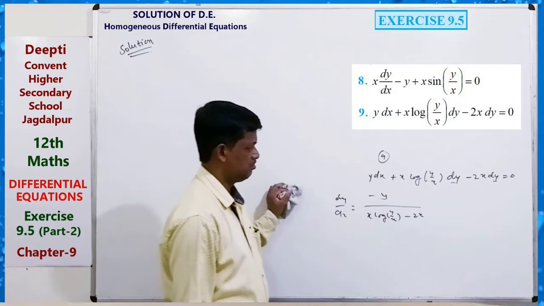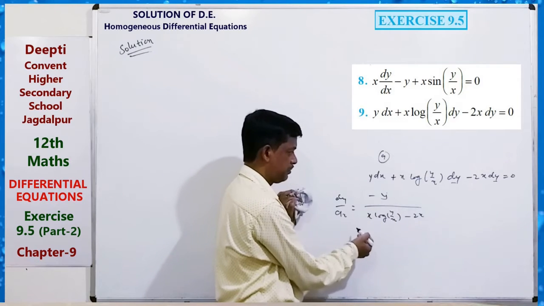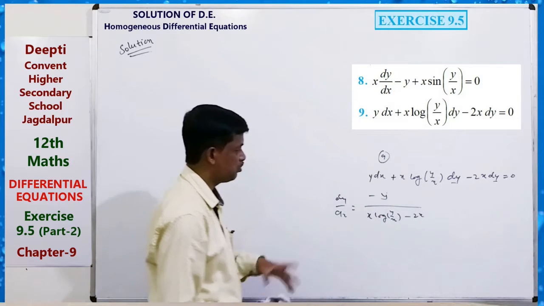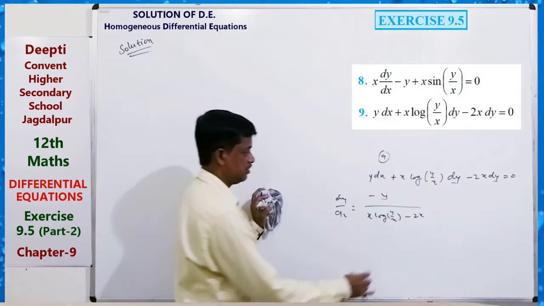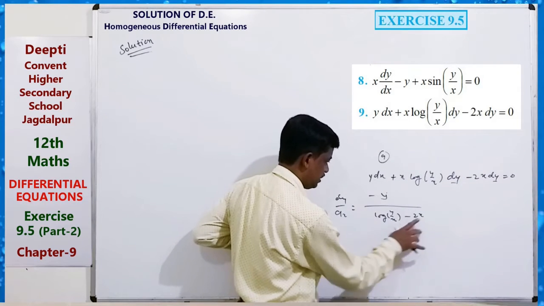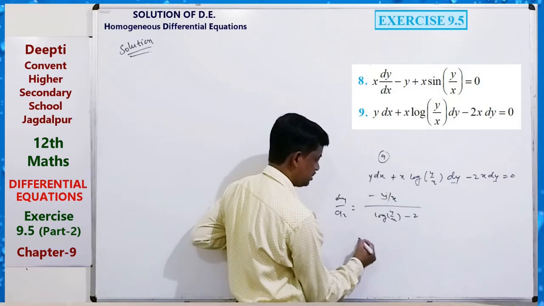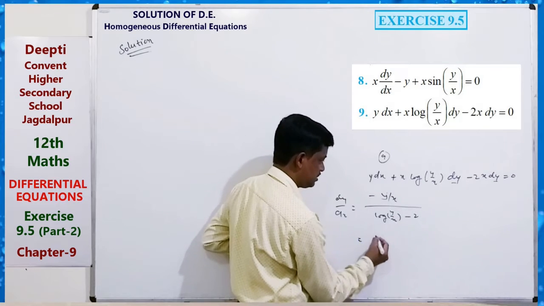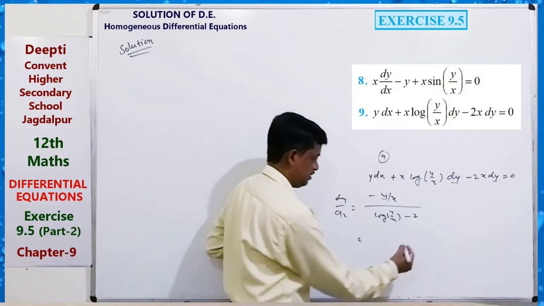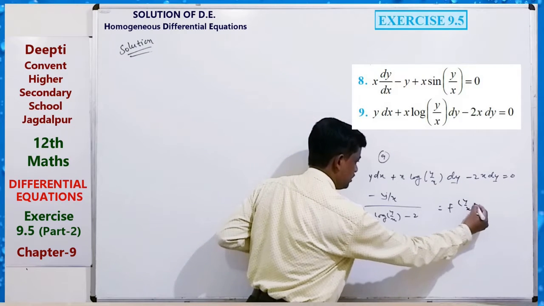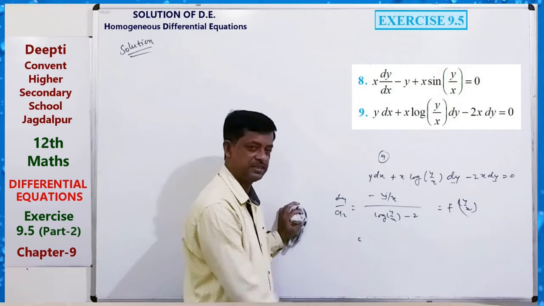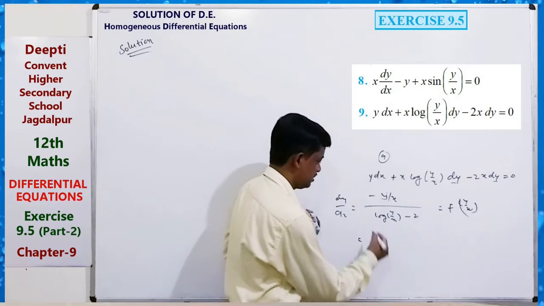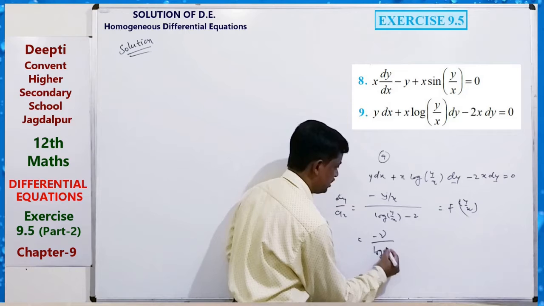Now we can see that if we divide the numerator here, we can prove it. How? Take x common, then we can write y by x. The total function is a function of y by x, so it is a homogeneous function. So we can write y equals vx, where v equals y by x. That is minus v upon (log v minus 2).